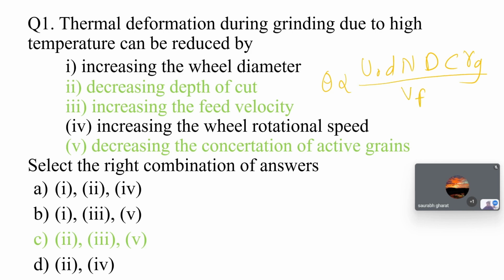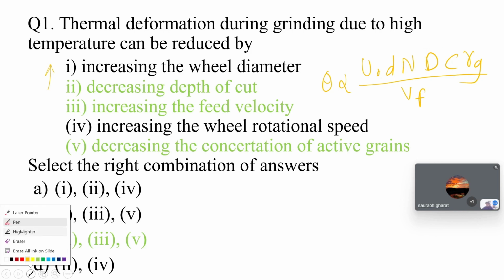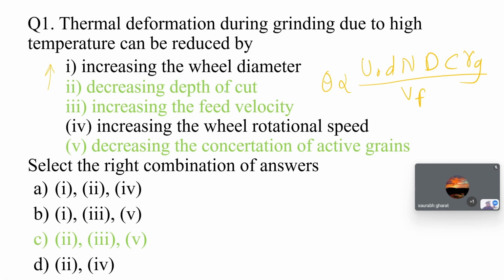This is the formula that you have, and from it you can directly check that an increase in wheel diameter will actually increase the temperature. You know this fact. Next, the increase in depth of cut. This is correct, because depth of cut is in the numerator, which means you have to decrease it to reduce the temperature, so this part is correct.